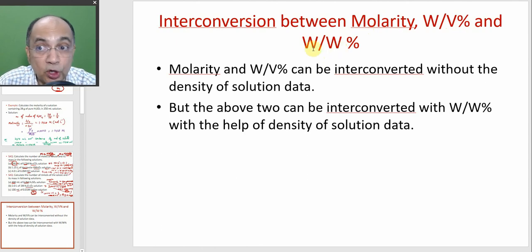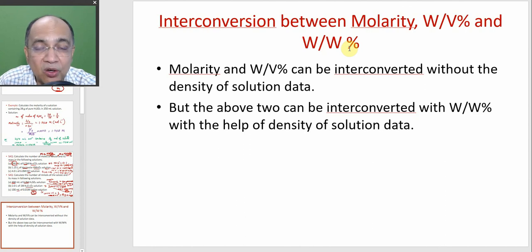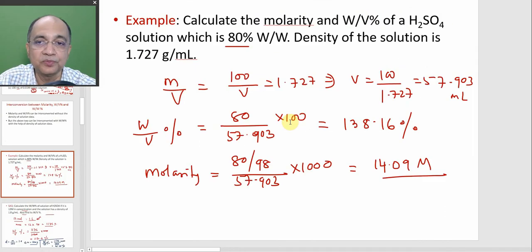Of course, W by W percent and mole fraction can be interconverted without density data, because both are based on mass and moles, not volume of the solution. So molarity and W by V percent can be interconverted without the solution density data. But the above two, that means these two, can be interconverted with W by W with the help of density of the solution data. Have a look.